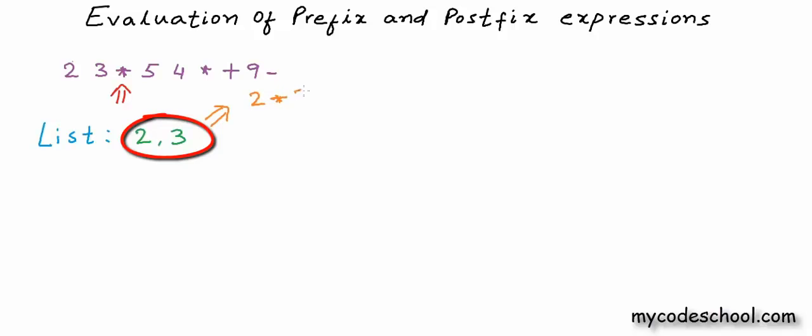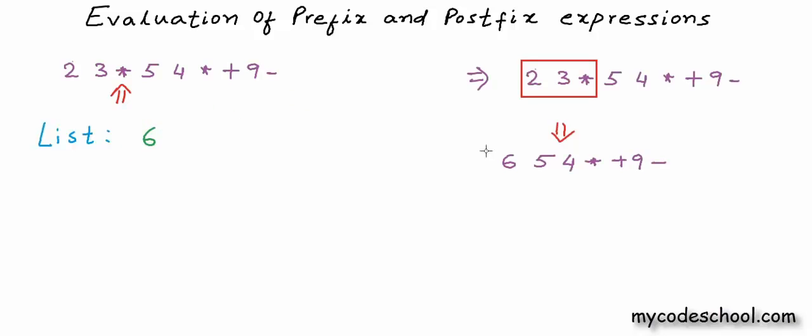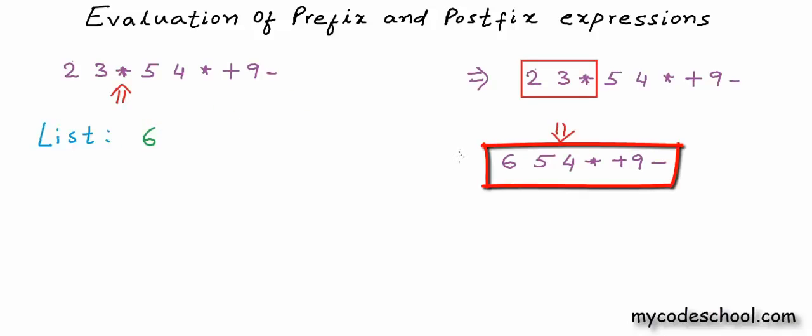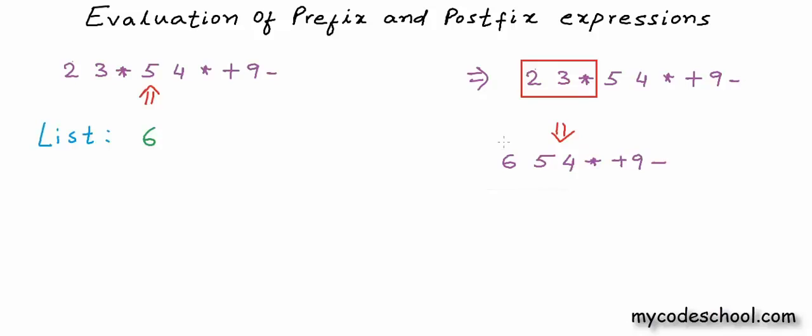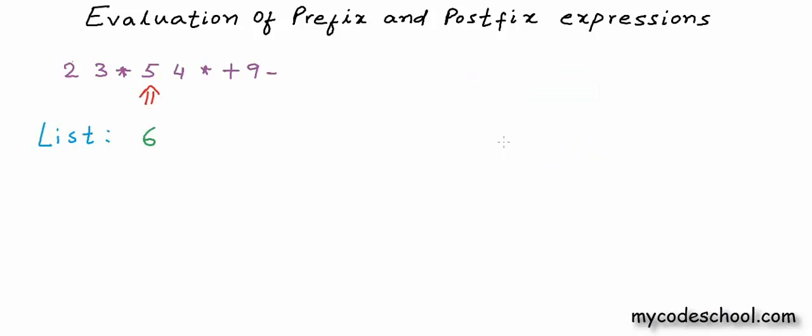All we need to do is pick the last 2 from this list and perform the operation. It should be 2 into 3, and with this multiplication we have reduced the expression. This 2 3 asterisk has now become 6. It has become an operand that can be used by an operator later. We are at this stage right now that I'm showing on the right. I'll continue the scanning. Next we have an operand. We'll push this number 5 onto the list. Next we have 4, which once again will come to the list.